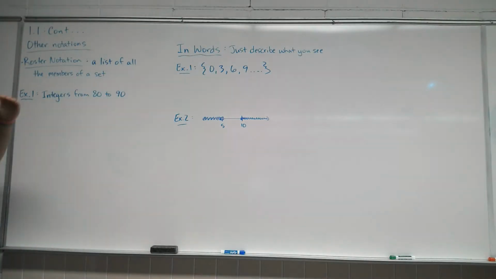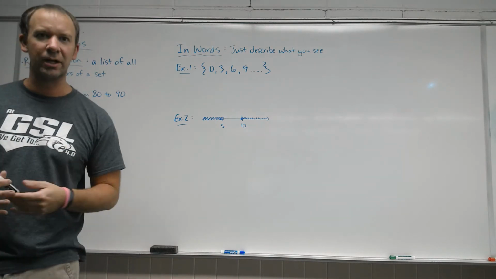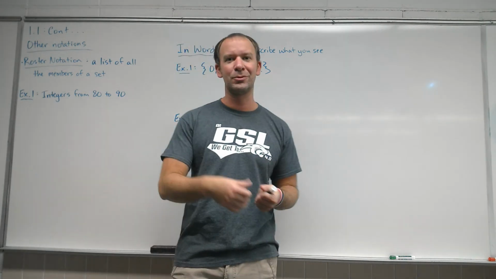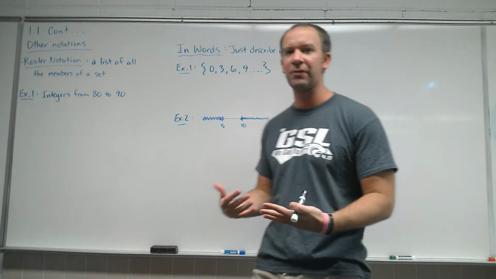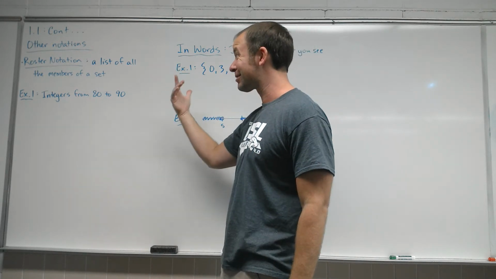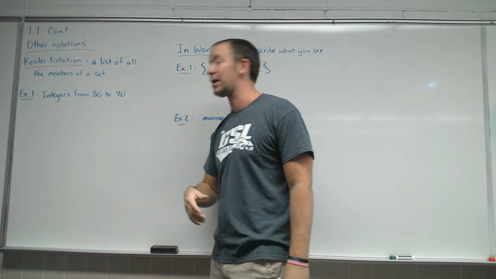Roster notation. Roster notation is exactly what it sounds like. So if you know what a roster is, like you ever go to a game and they give you the program, the team's roster is in there. So a roster is just a list of everybody that's involved in something. Okay, so a roster notation with a set of numbers, same thing. A list of all the members of the set.